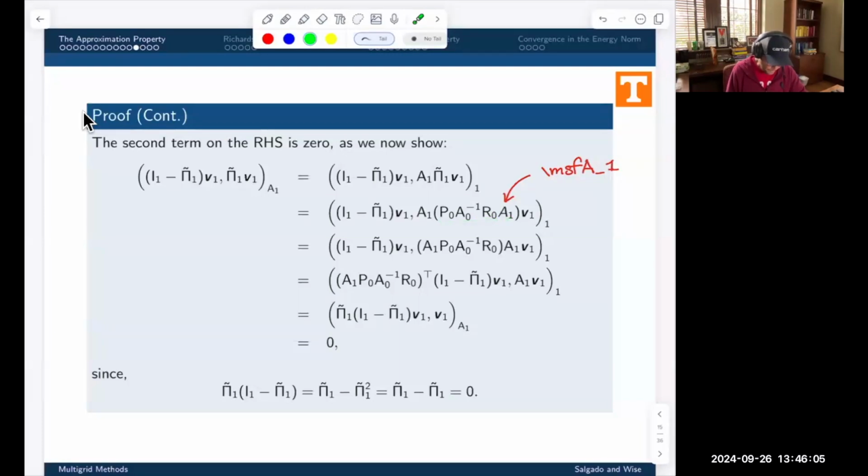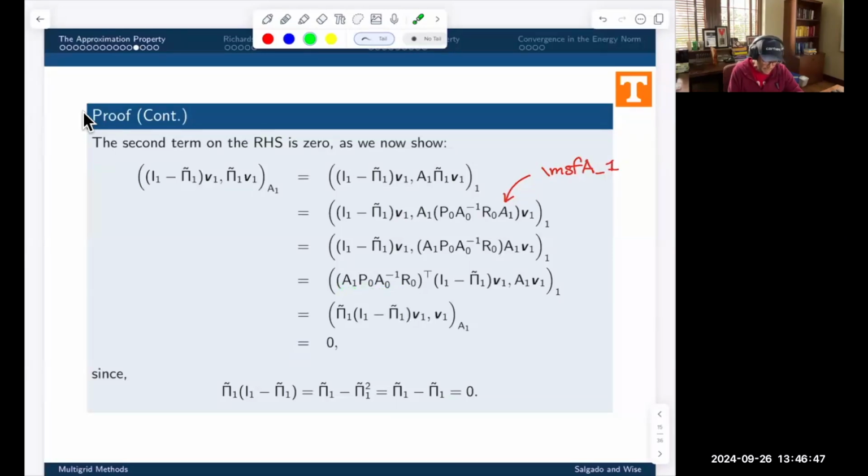R0 times A1. Now I'm going to use the associative property and just grab this part and leave this part to hug onto V1, all right? So I just used the associative property to reassociate this multiplication. Now I'm going to take this whole product, remember I'm operating in the Euclidean inner product, and move it back to the other side. Well, it moves back to the other side with a transpose, right? But now let's untranspose this. If we untranspose, that just becomes R0 transpose times A0 inverse transpose times P0 transpose times A1 transpose.